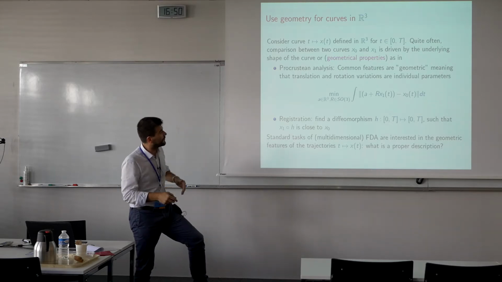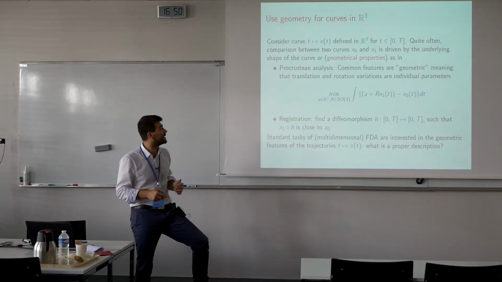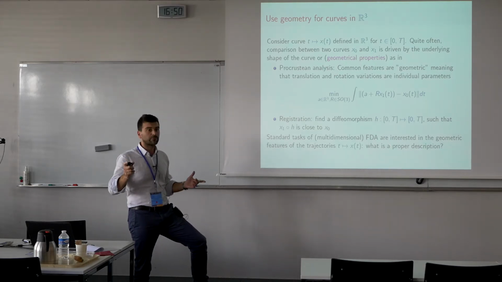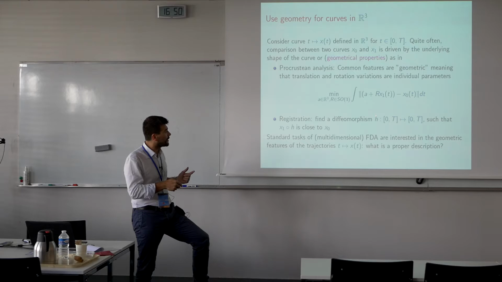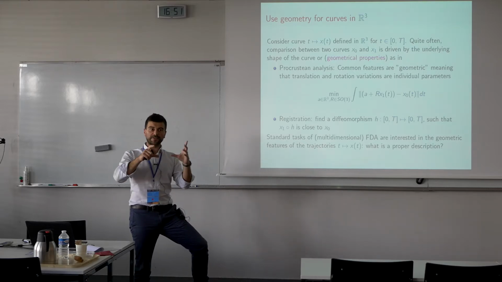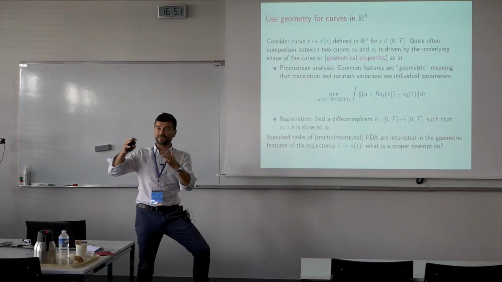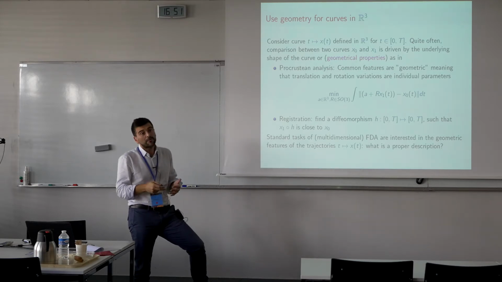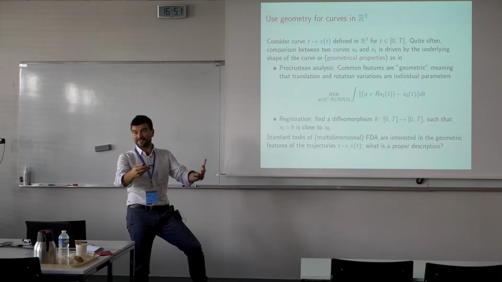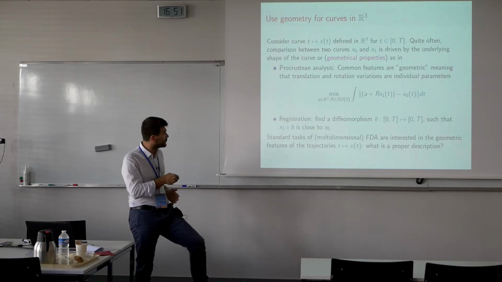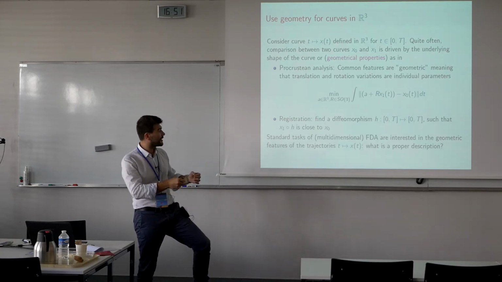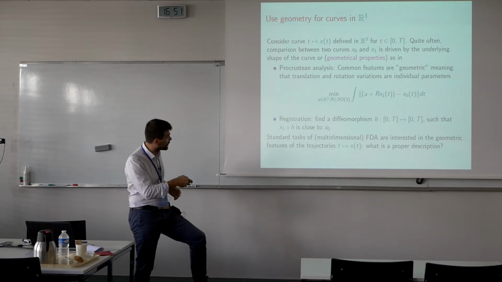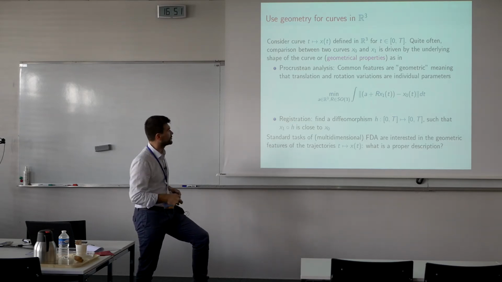So I just recall some very basic problems that you can do in FDA. We usually do Procrustes analysis when we have two curves, x0 and x1, and we just want to have a kind of match. So we look for a translation or a rotation just to have them close. The other big problem for representing and dealing with the data is the registration problem: finding a good diffeomorphism h in order to align the curves x1 and x0.